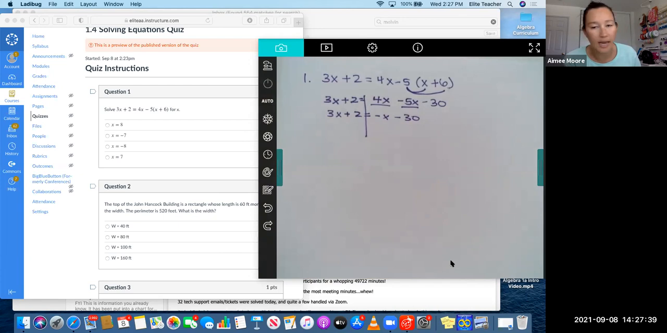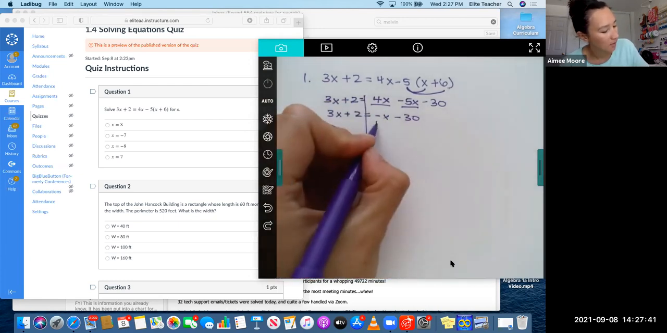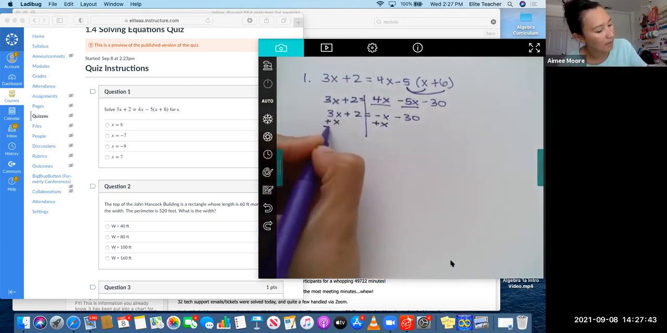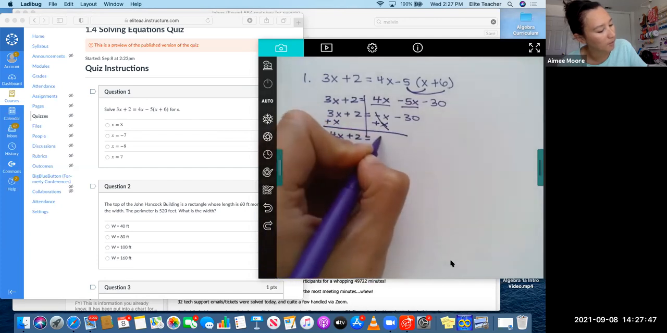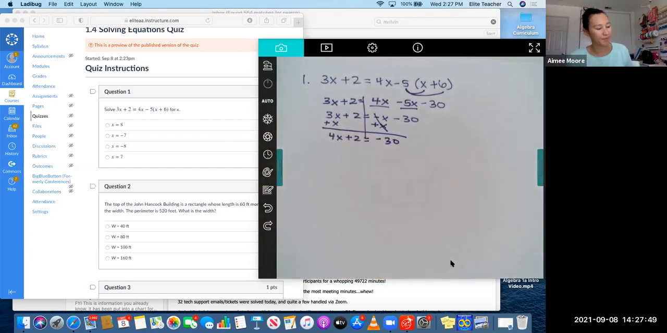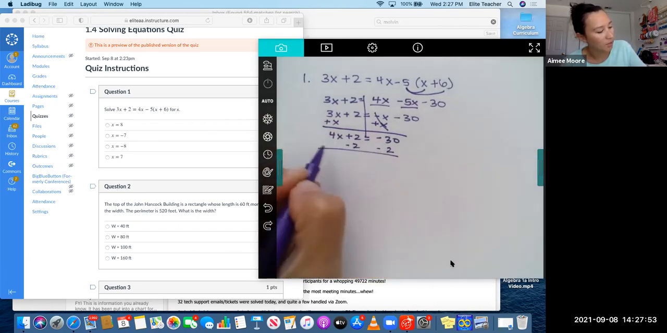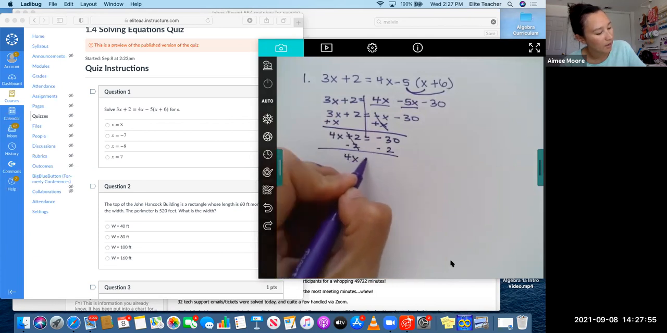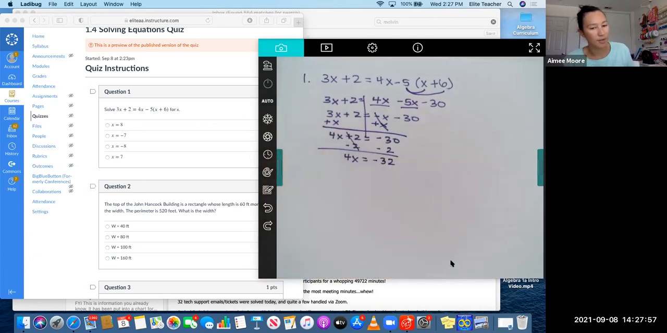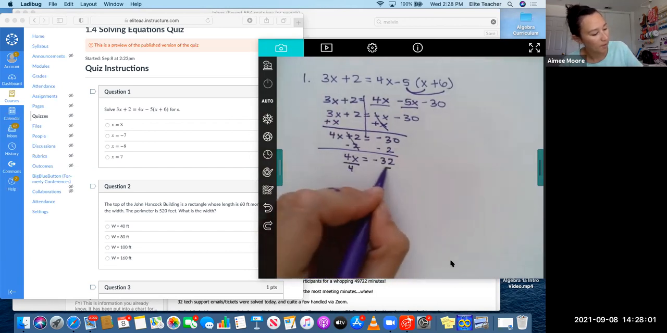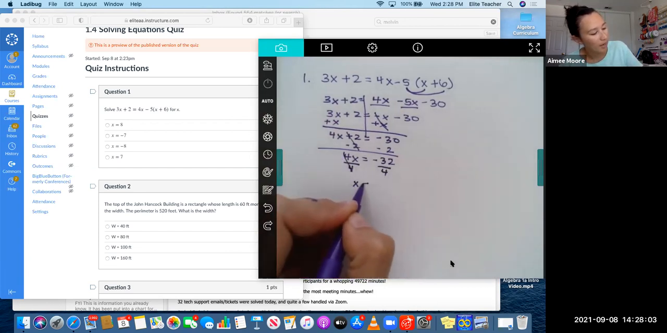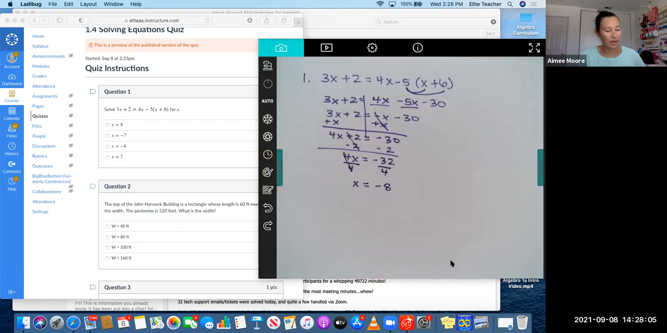Now we can start moving side to side. So we'll add x to both sides. That gives us 4x plus 2 equals -30. And then I need to get rid of this 2. So I subtract 2 from both sides. 4x equals -32. Divide by 4. And x equals -8.